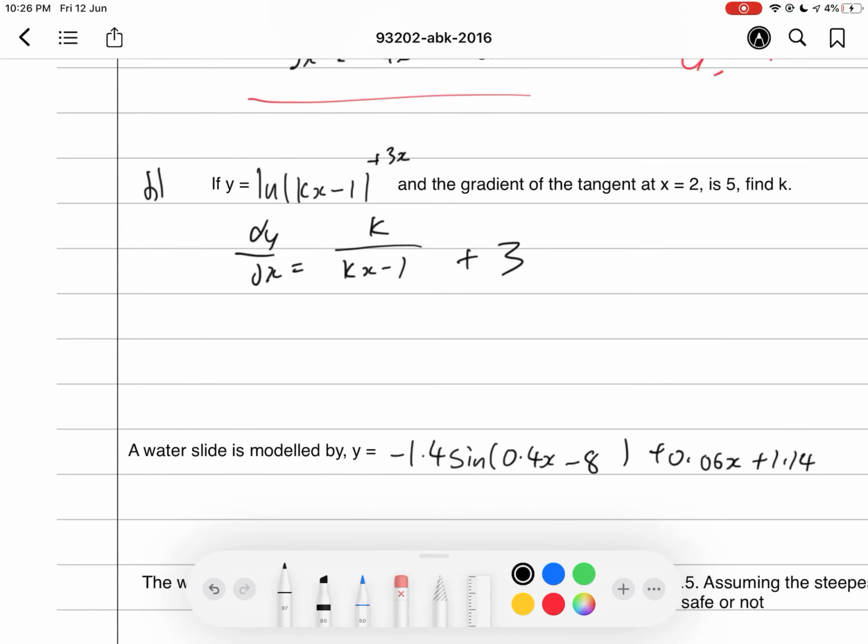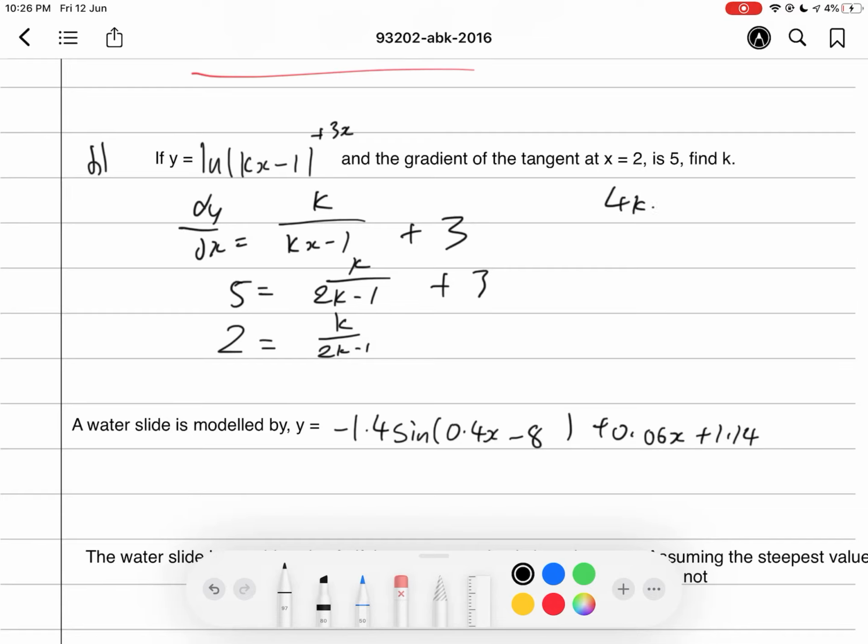The gradient of the tangent at x equals 2 is 5, so we plug in: 5 equals k divided by 2k minus 1 plus 3. Rearranging the equation, we get 2 equals k divided by 2k minus 1, and therefore 4k minus 2 equals k. Therefore, 3k equals 2, and k equals 2 over 3. That should be our final answer, and this is again just an achieved level question.